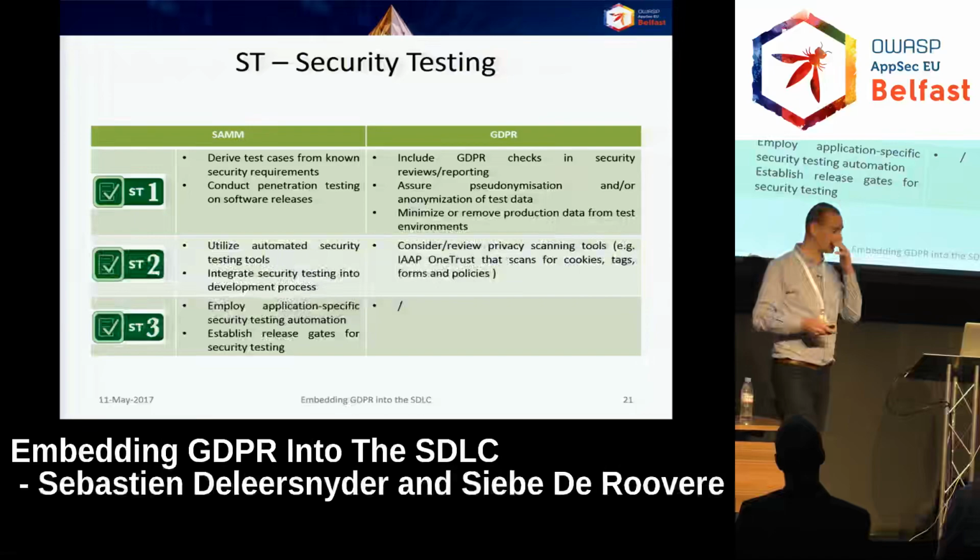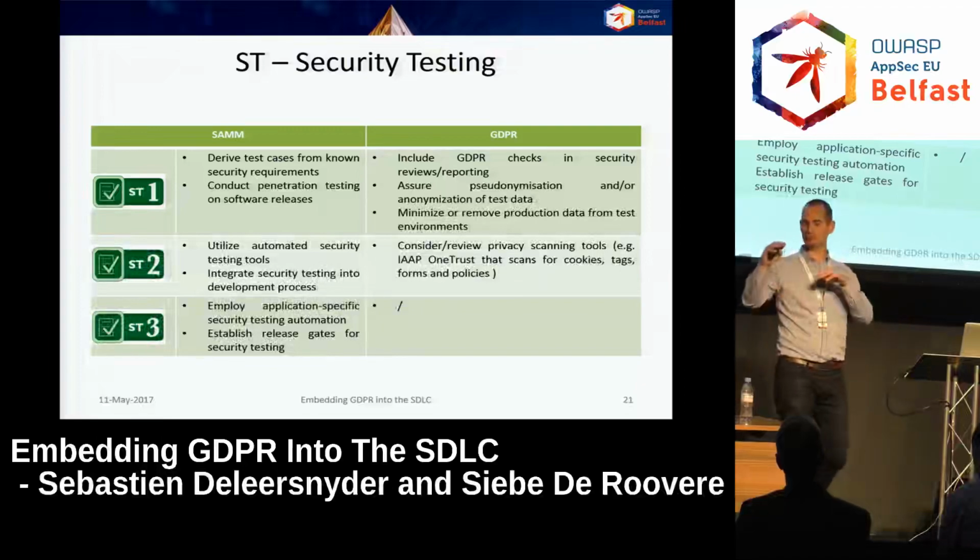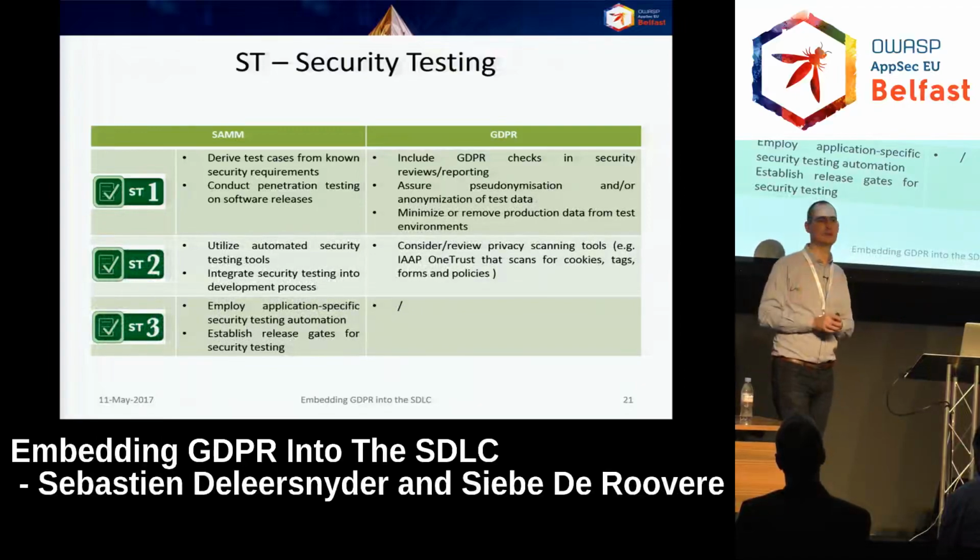There are other tools like IAPP OneTrust, which does some automatic scanning on a web application to check for certain privacy related aspects. So have a look at those tools, and at how you could integrate running them as part of your security test scanning. Here you see that for the testing parts, there are a couple of placeholders where you can snap in these GDPR activities.